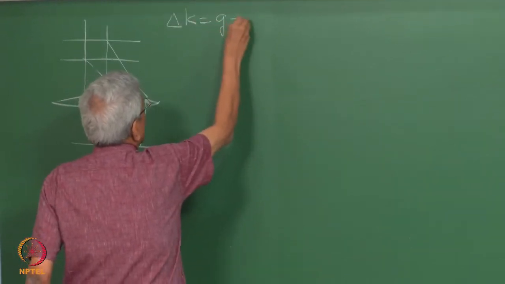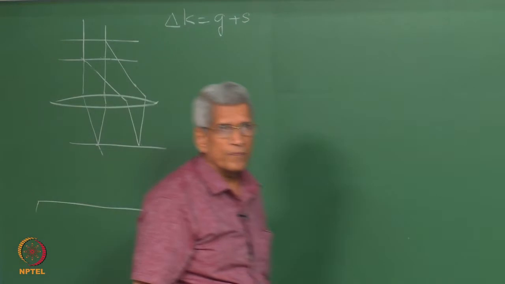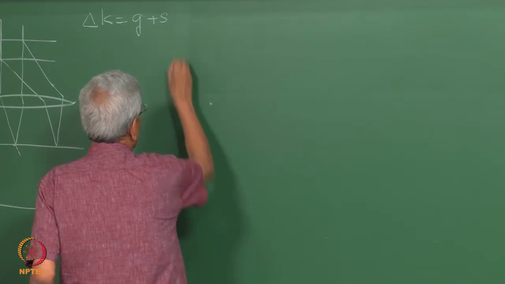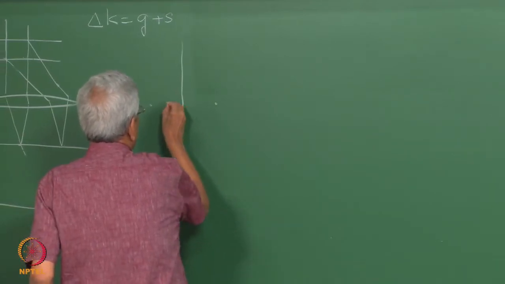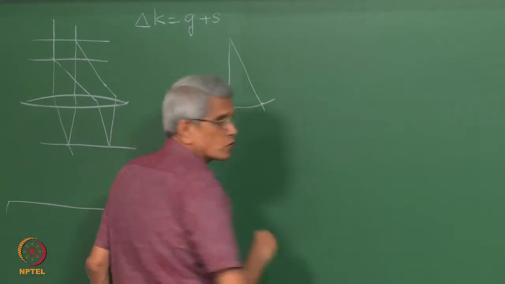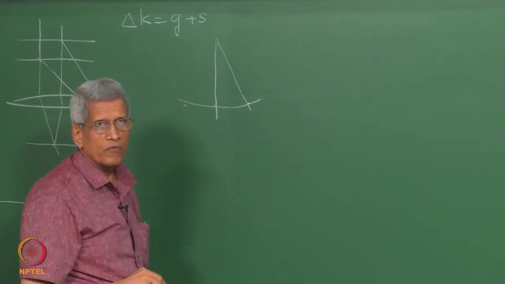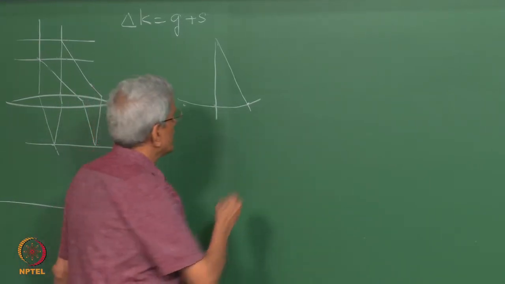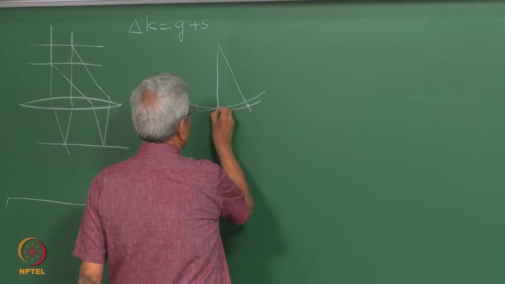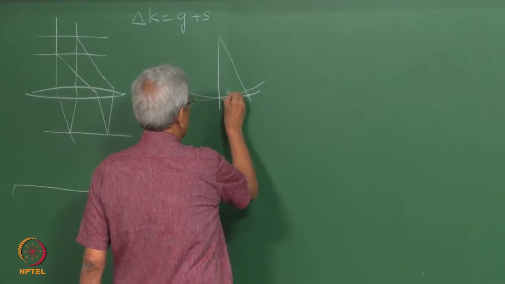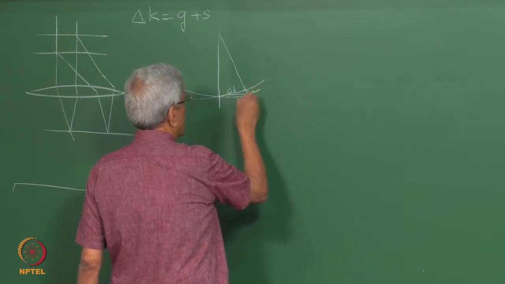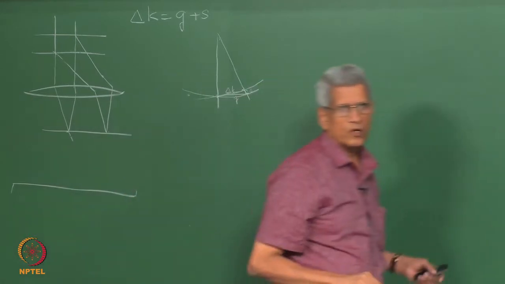delta k equals G plus S, right. Essentially this is equivalent to, suppose diffraction spots are here like this. If the Ewald sphere passes through two spots together, then we say that there is no deviation, exact Bragg condition is satisfied. If the Ewald sphere is slightly tilted, then from here to here, this is G, this is the delta k, from here to here, this will be G plus S, and that sign depends upon how we have fixed the coordinate.